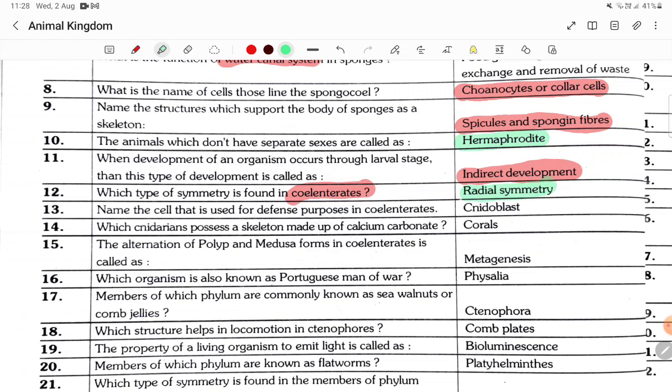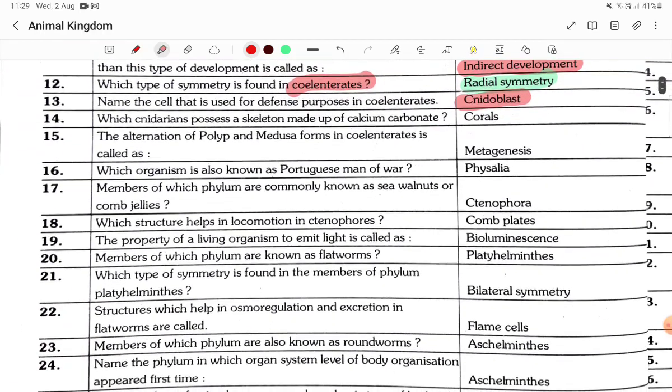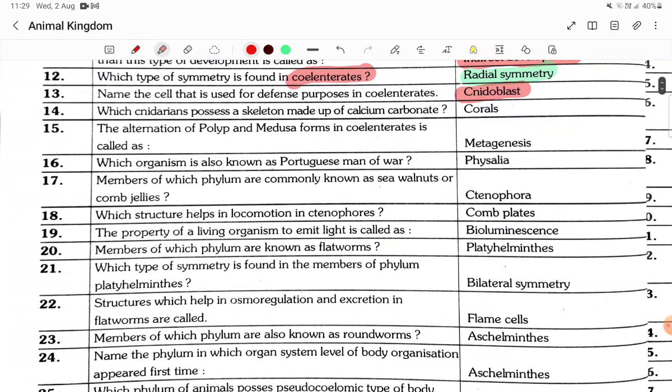Question number 13 is, name the cell that is used for defense purpose in coelenterates. So cnidoblast cells are used for the purpose of defense in coelenterates. Question number 14 is, which cnidarian possesses a skeleton made up of calcium carbonate? So corals possess the skeleton made up of calcium carbonate.